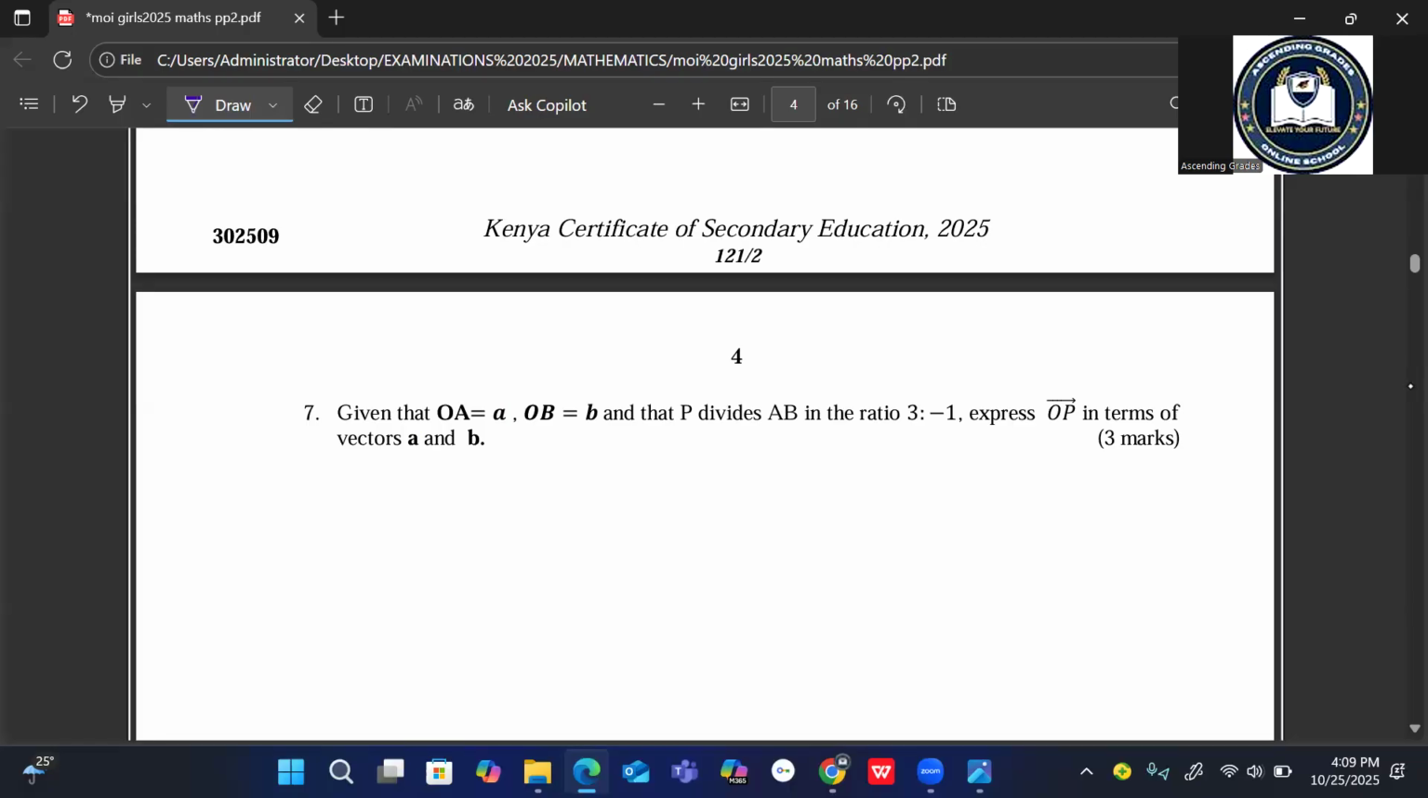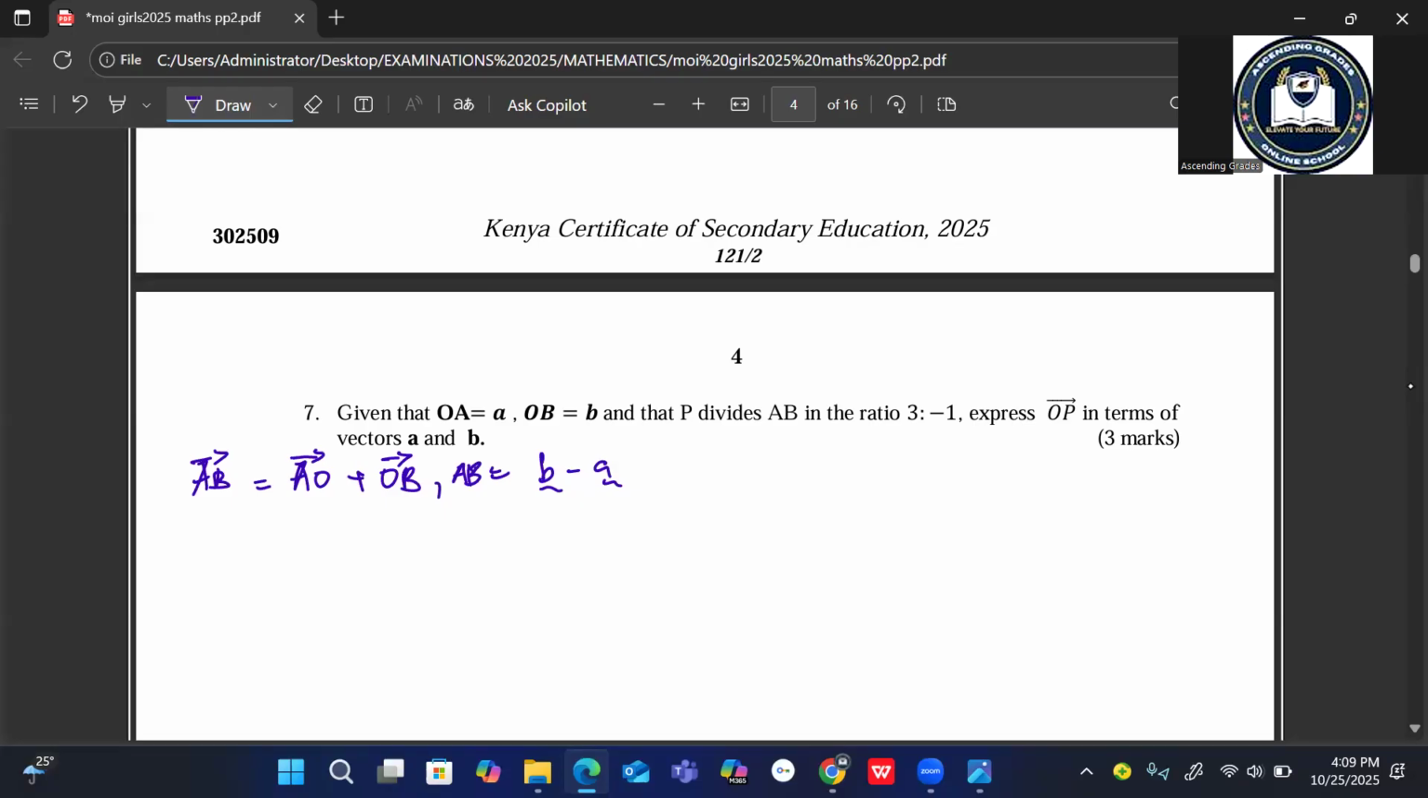Now, we have vector AB, which is given by vector AO plus vector OB. And we have AB to be equal to B minus A. So our AB is AO plus OB, and that means AB is equal to B minus A.